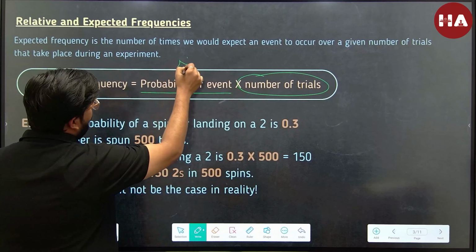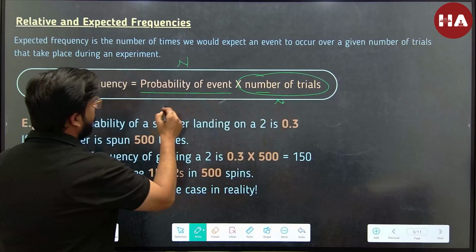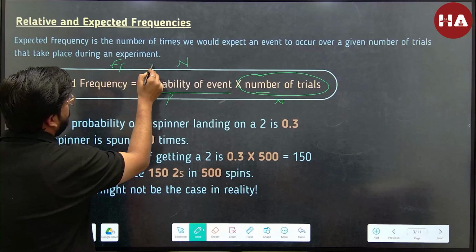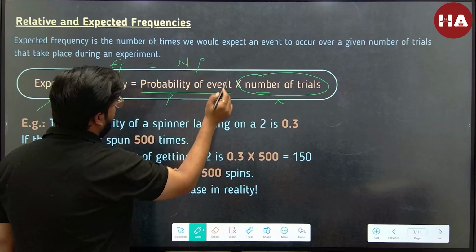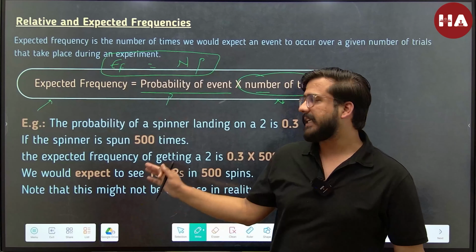If the number of trials is denoted by n, and probability is denoted by a smaller p, then expected frequency equals n into p. So you can note this formula for your reference. I have stated an example also for you.